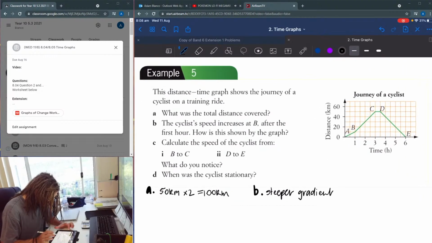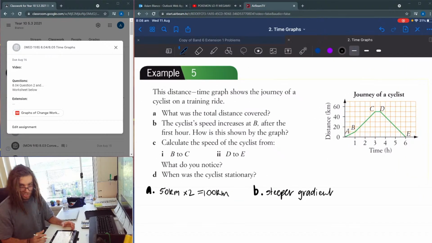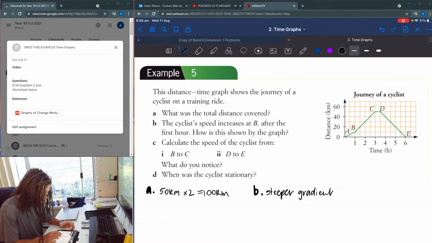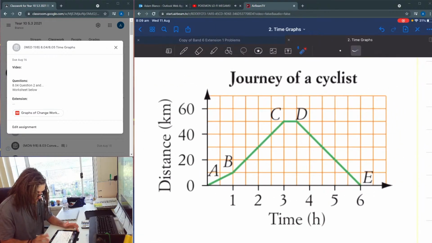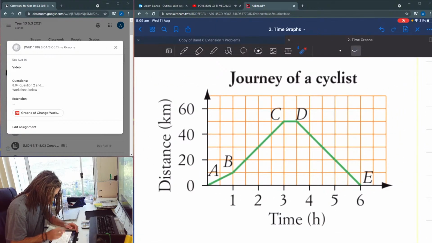Okay. Calculate the speed. So now they want me to actually calculate the speed. Now, with no knowledge of lines or anything like that, you might deem this to be a little bit of a difficult task, but I'm going to show you how we relate this to stuff we already know before. So the first one says from B to C.